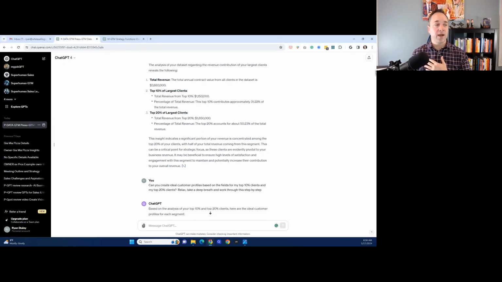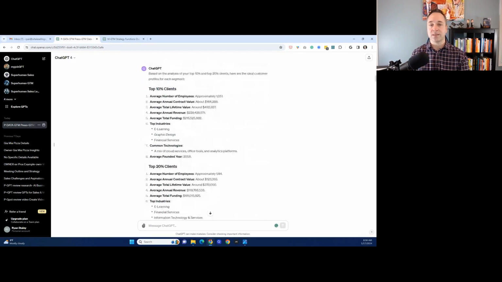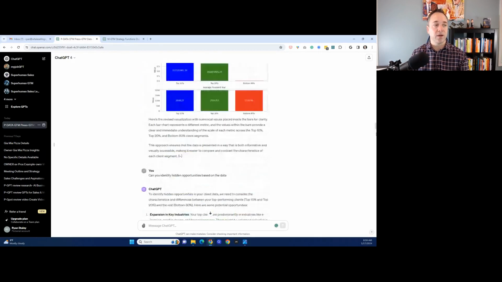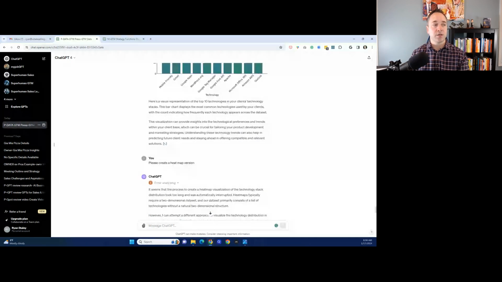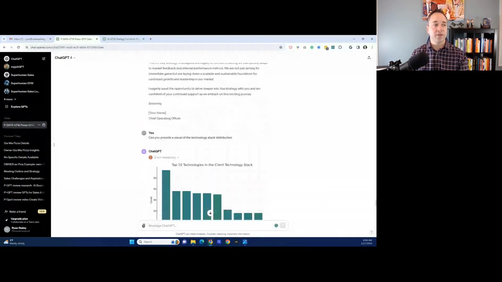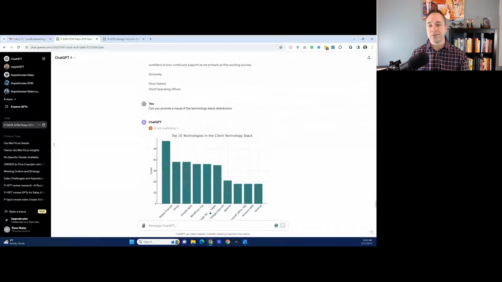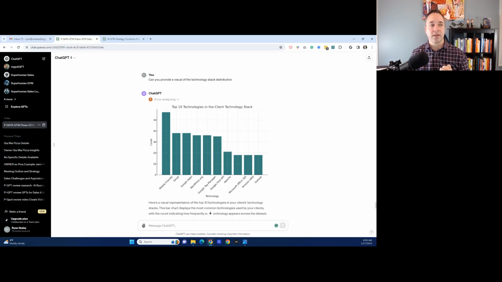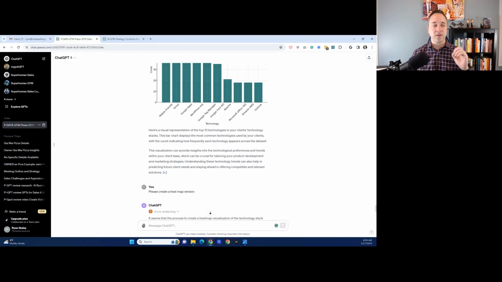As we move forward on this, I'm not going to go through all of it, but it gives a step-by-step breakdown with side-by-side bar charts. You can also ask for specifics on different components of it. In here, I asked, can you provide a visual of the tech stack distribution? It identified the tech stack distribution in a bar chart, which is really helpful because I identified the ones that the most common customers I have use. Those are considered technographics.